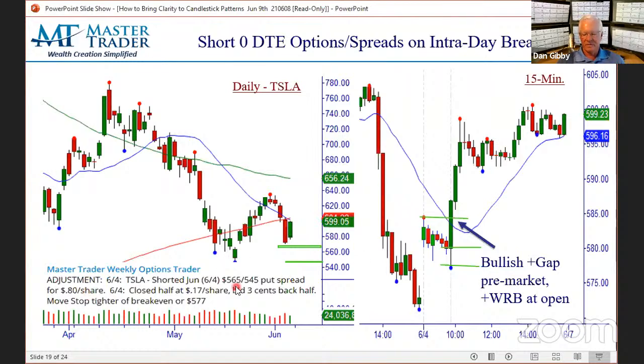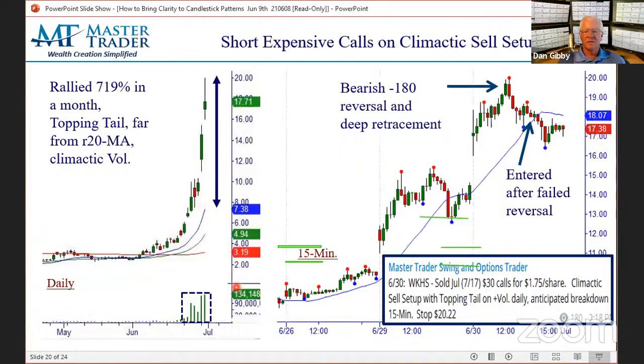But that's the answer. When we do 0 DTEs on SPY, I tell people just go down as far as it takes where you're only paying a penny. And the option quotes will then tell you which ones to do.